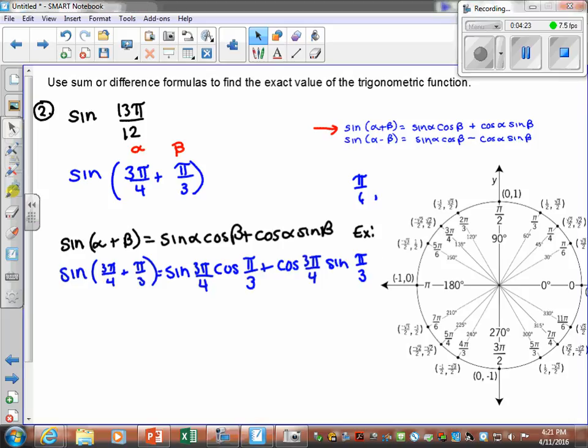Now let's evaluate sine of 3 pi fourths. So we come here to 3 pi fourths. The sine is just going to be square root of 2 over 2. Cosine of pi over 3. Cosine is the x value. That's going to be 1/2. Now we're at cosine of 3 pi over 4.